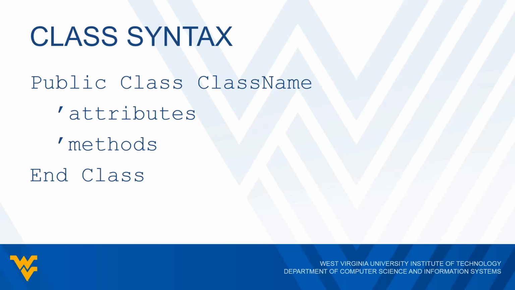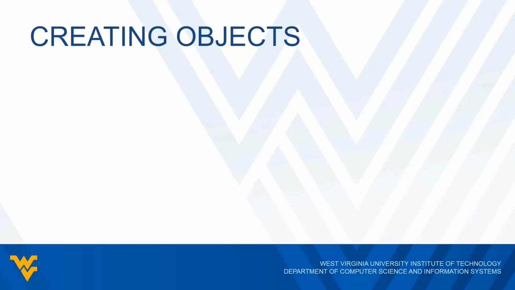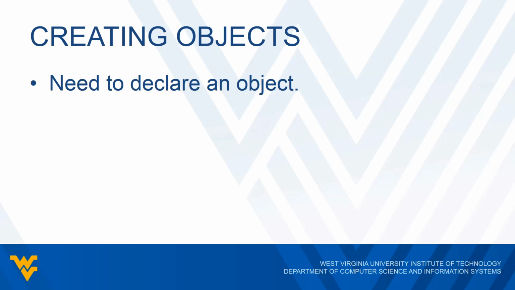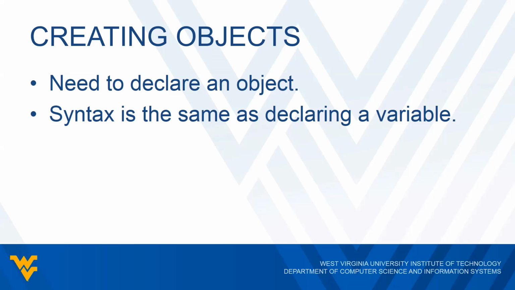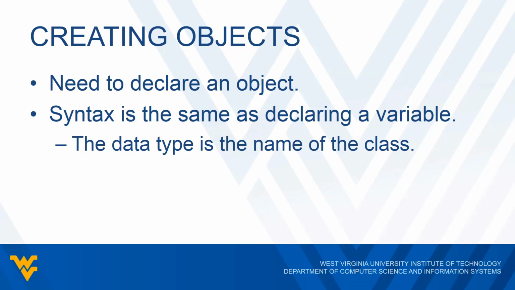So it just follows the trend that we'd have public class, the name, some stuff inside the body of the class, and then we always end it with end, and of course this is going to end with class. In order to create an object, the first thing we have to do is declare an object. And the syntax for this is just like declaring a variable. If you remember how to declare variables, which you should at this point, then you already know how to declare an object. The only difference is the data type that we're going to use in our declaration statement is going to be the name of the class instead of some given data type like an integer or a double.